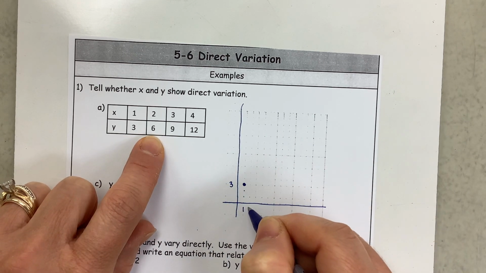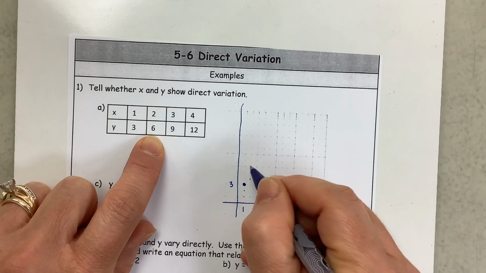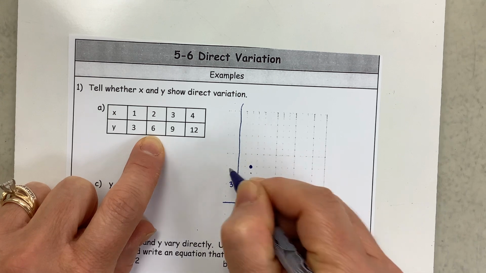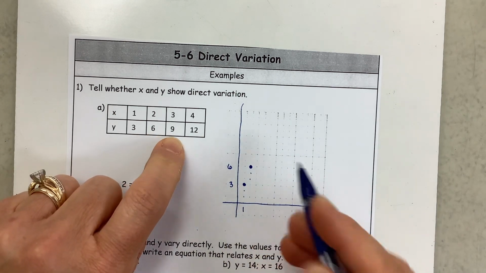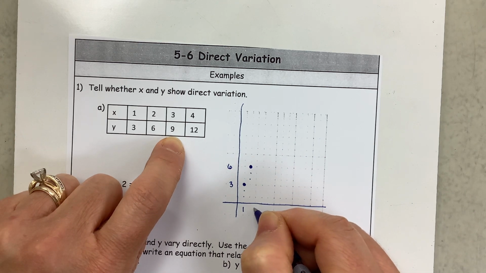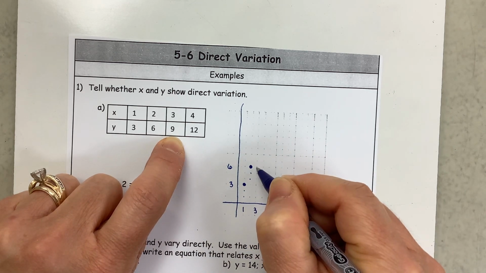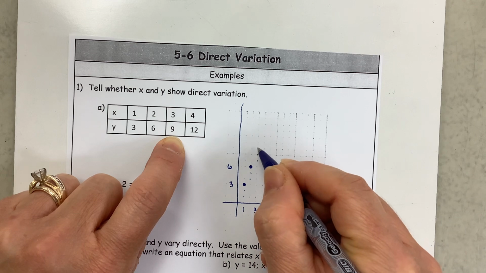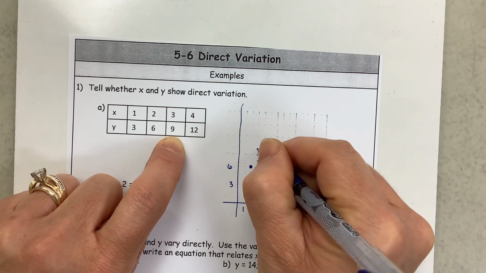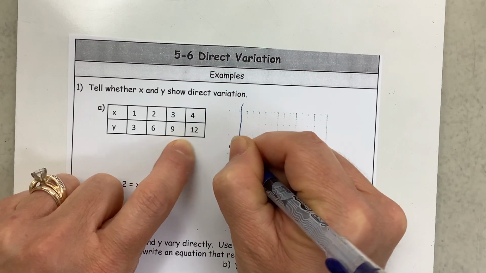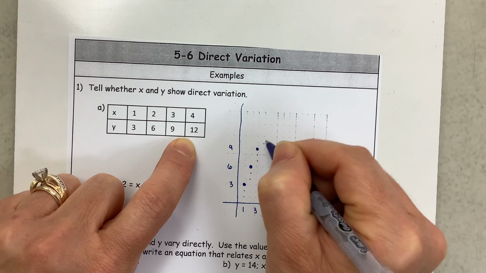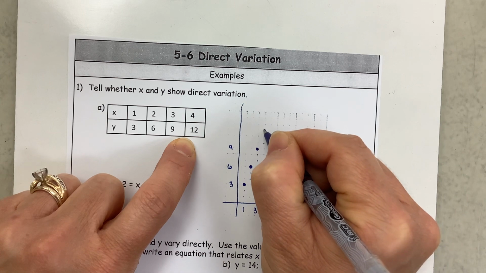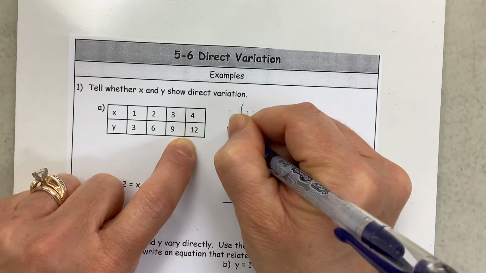When x is 2, I get 6. So there's 3, 4, 5, and 6. So this is when x is 2, I get y is 6. When x is 3, I get y is 9. So there's 6, 7, 8, and 9. And then when x is 4, I get 12. So 9, 10, 11, and 12 is right there.